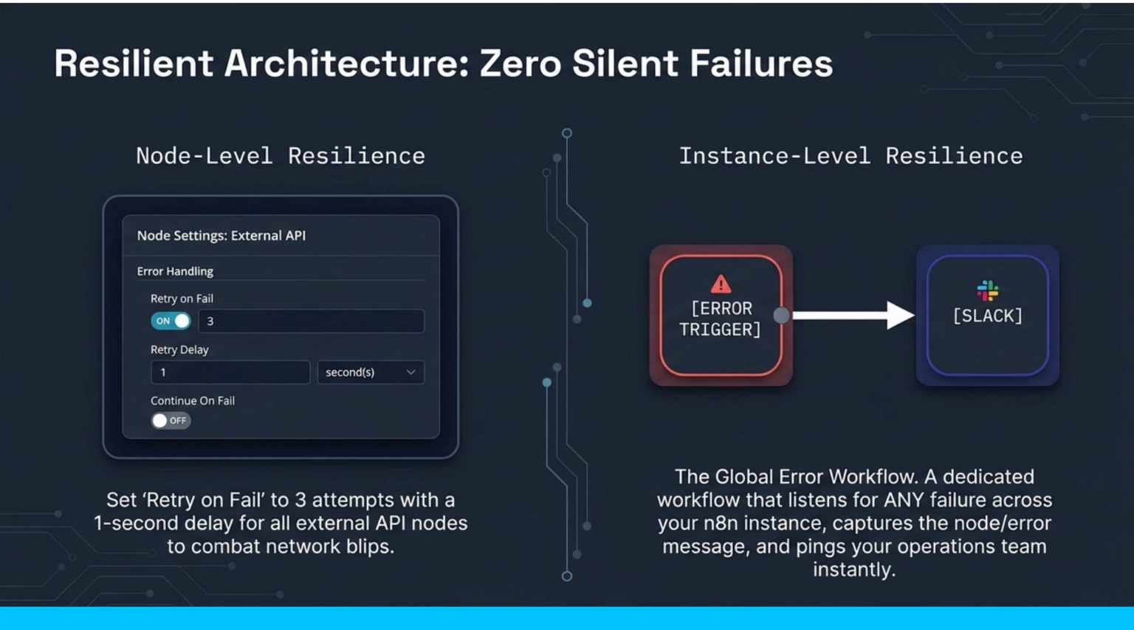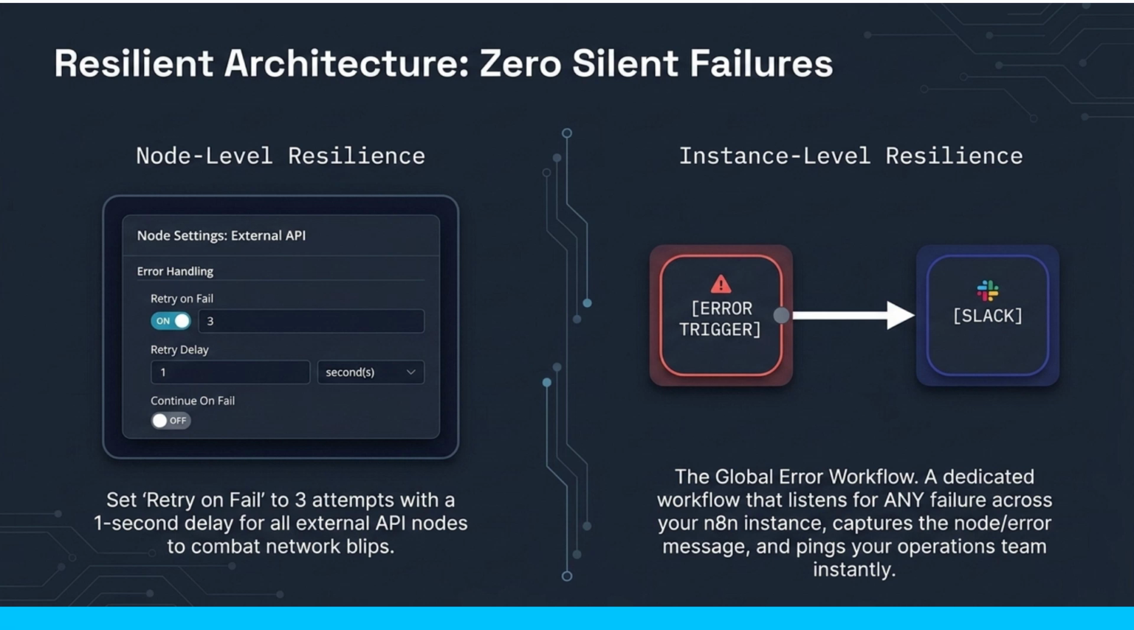2 layers, both required. Node level. Look at the n8n settings panel on the left. Retry on fail is set to 3 attempts with a 1-second delay. Set this on every node that calls an external API. Most failures are temporary. A retry will succeed without you doing anything.